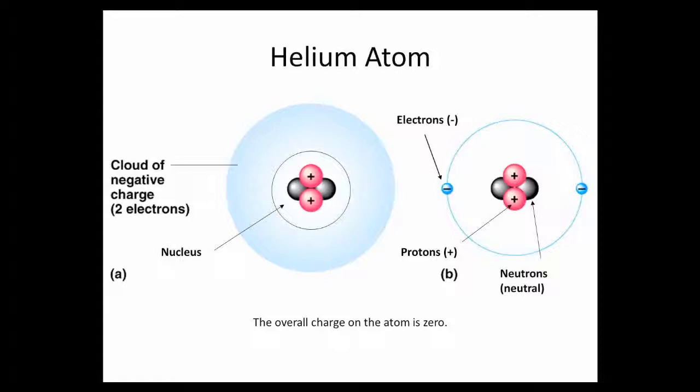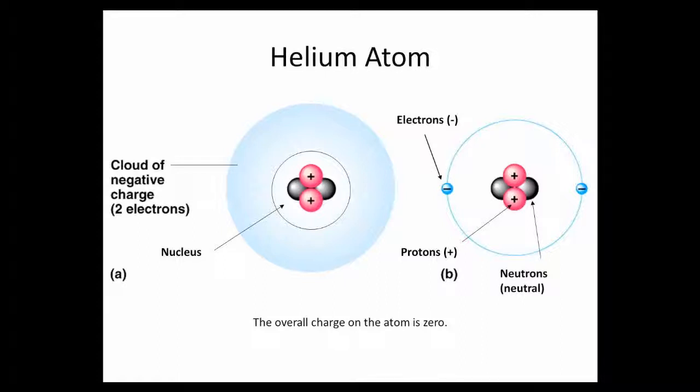Electrons have a negative charge. And electrons are moving in an orbit around the outside of the nucleus. Now in this atom of helium that you see, there's 2 protons and 2 neutrons within the nucleus, and there's 2 electrons in the first shell that's moving around the nucleus. The overall charge of this atom is 0. 2 positives and 2 negatives equals 0.